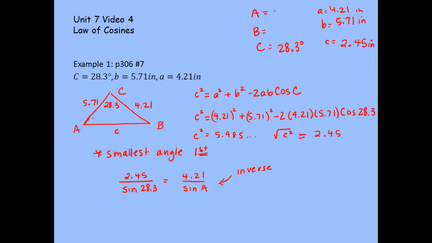Okay, so I came up with 54.67 degrees. Using 180 minus angle A and angle C, I should find the third measure, which is 97.03 degrees. Double check that your smallest side is opposite your smallest angle and your largest side is opposite your largest angle. So this looks good to me, and we're ready to move on.